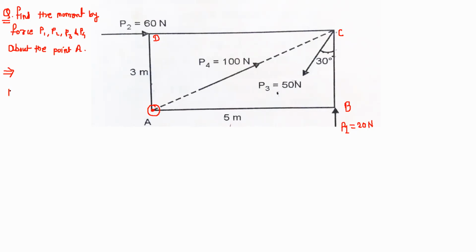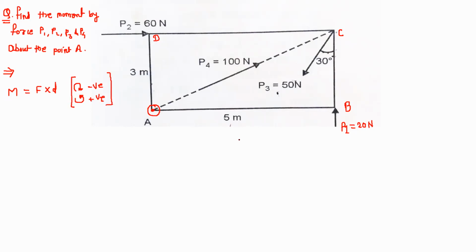So we know the basic formula for moment. Moment is equal to force into perpendicular distance. If it is clockwise, we have to write this as a minus. For anti-clockwise, we will take this moment as a positive. So this is the sign convention.